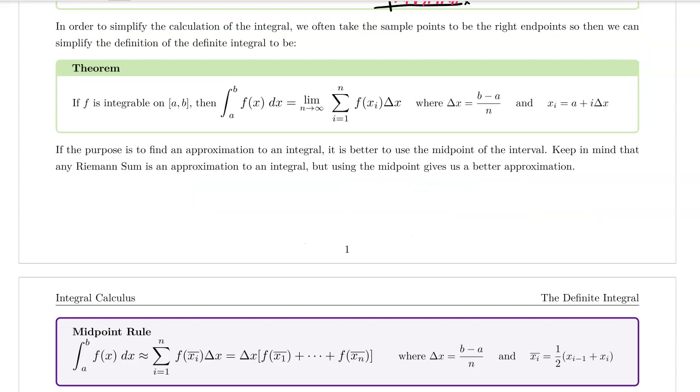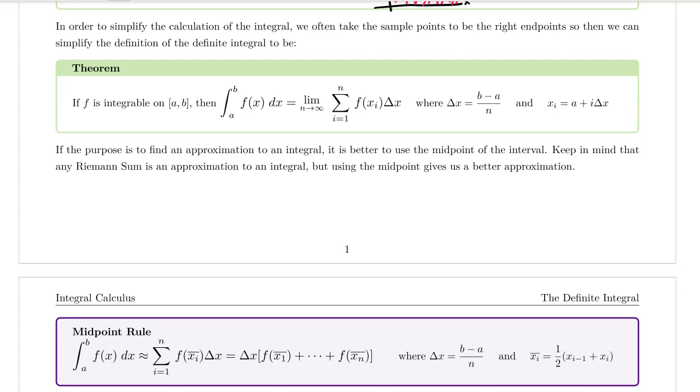In order to simplify the calculation of the integral, we often take the sample points to be the right endpoints, so then we can simplify the definition of the definite integral to be: if f is integrable on the closed interval from a to b, then the definite integral from a to b of f of x dx is equal to the limit as n approaches infinity of the summation from i equals 1 to n of f of x sub i times delta x, where delta x is equal to (b minus a) over n, and x sub i is equal to a plus i times delta x.